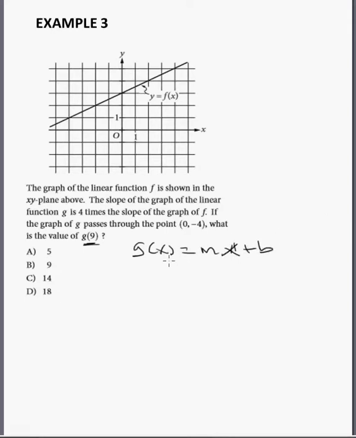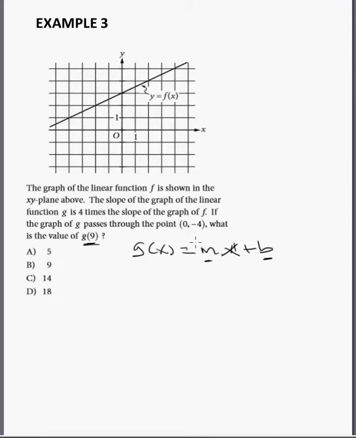To define g(x), we need to find the slope m, and we need to find the y-intercept. Now, what is the slope m? The slope m is 4 times the slope of f. So we need to find the slope of f and multiply that by 4, and that will give us m.